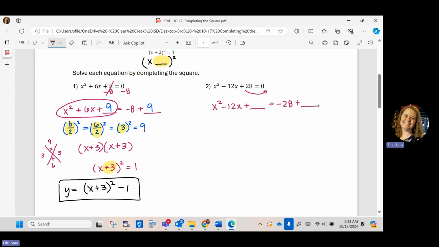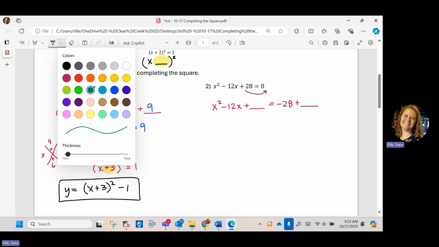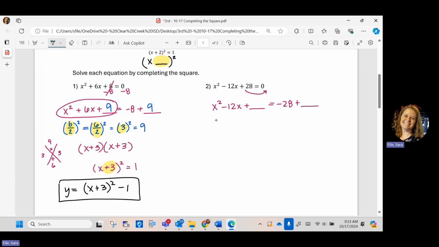And I've got to keep it balanced. What I do to one side, I do to the other. So if I'm adding a number here, I've got to add a number here. Same number. Now I'm going to figure out, okay, what's going in that blank? It's b, which is negative 12, divided by 2 squared. What's negative 12 divided by 2? Negative 6. And negative 6 squared is, yeah, it's positive 36. When we square a negative, it comes out positive.